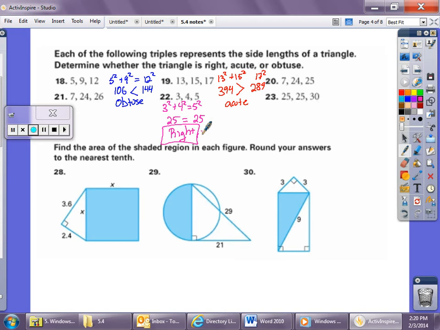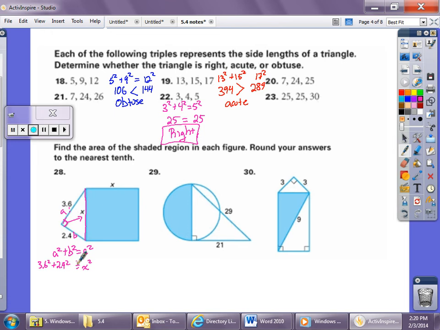And then this is just some extra practice where you can find the area of the shaded region. Well, with this, we know that this is a triangle. We can use our knowledge of triangles to figure out what x is. So we have a right triangle, so it's a squared plus b squared equals c squared. Well, x is c, that's x squared. We have a and b, so 3.6 squared plus 2.4 squared equals that.